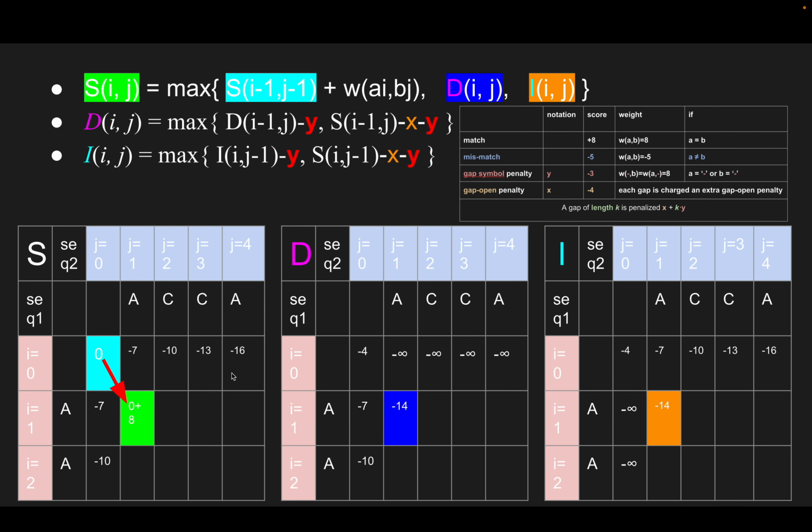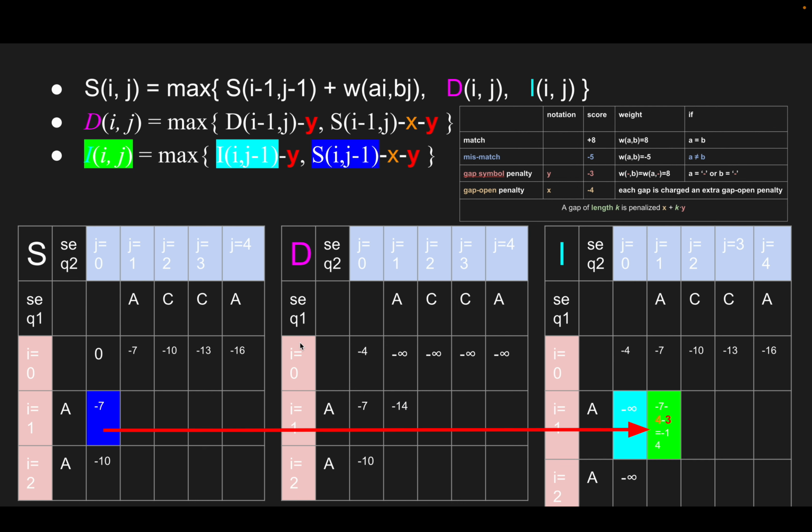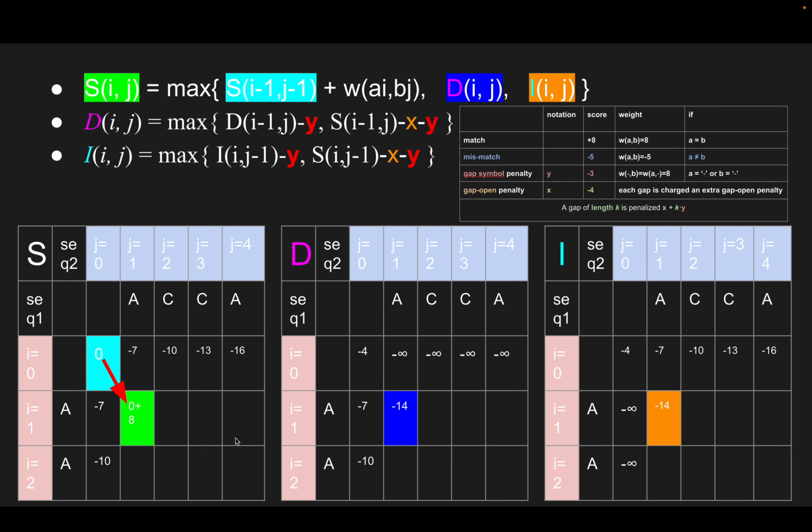Okay. And finally, we want to calculate Sij, which is S i minus 1, j minus 1, which is diagonal here. Okay. S11 equals the maximum of S00 plus W, and also you have to calculate the values for D11 and I11, which we have already calculated in the previous two slides. So we want to find the maximum over these three items.